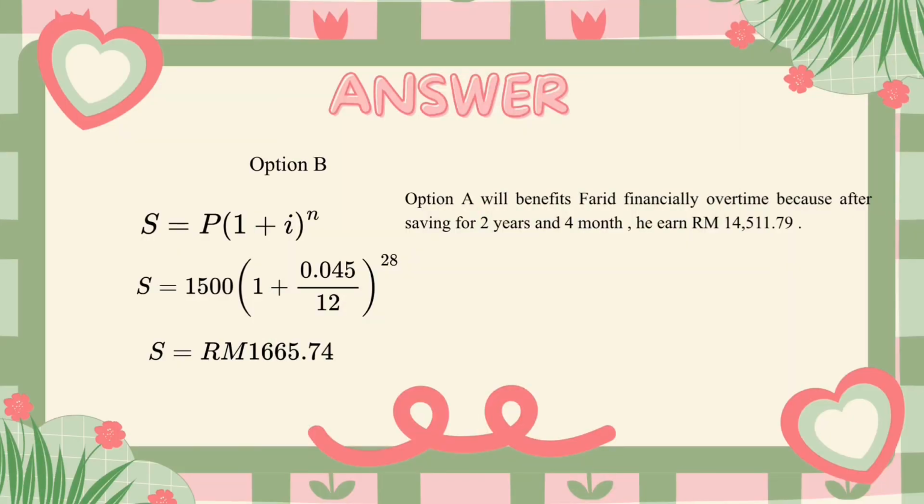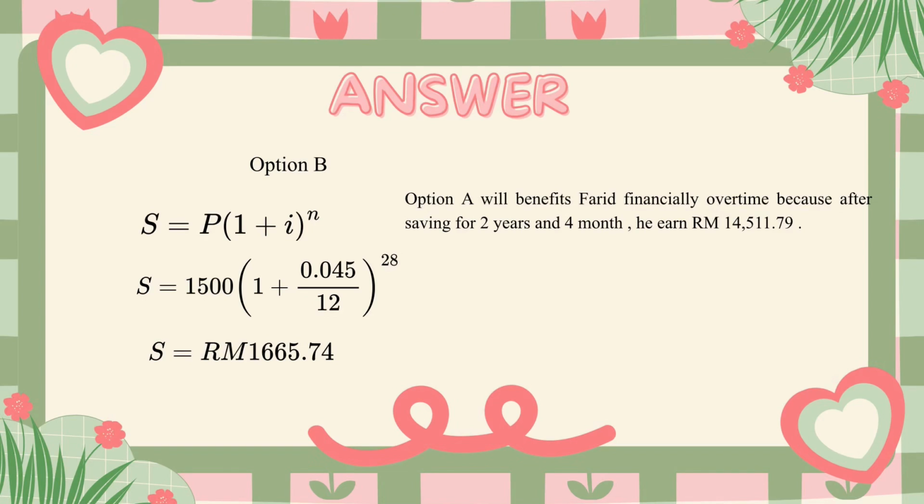Option B, given a different P, 1,500, K equal to 4.5%, and T is the same, and M equals 12 for monthly. We will use the same formula as in option A and enter all the values. This time, N is different because it's given a different M, which happens to be 28.